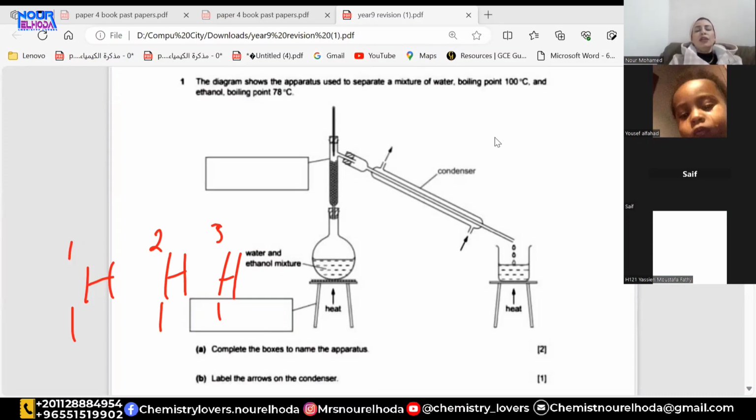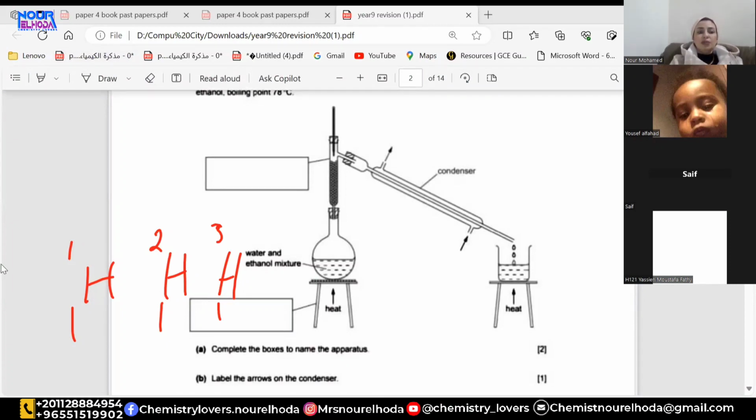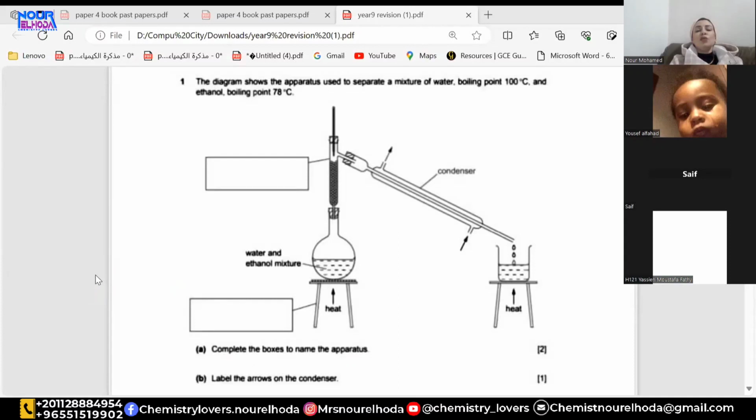Okay, let's revise. This is paper 6. Let's revise simple distillation or fractional distillation, same as what Abdullah said. First of all, if I want to label, this is fractional distillation. When do I use simple distillation? When do I use fractional distillation? Since all of you are asking. I use simple distillation if I'm having water and salt. Listen, I will give it to you in a very easy way.